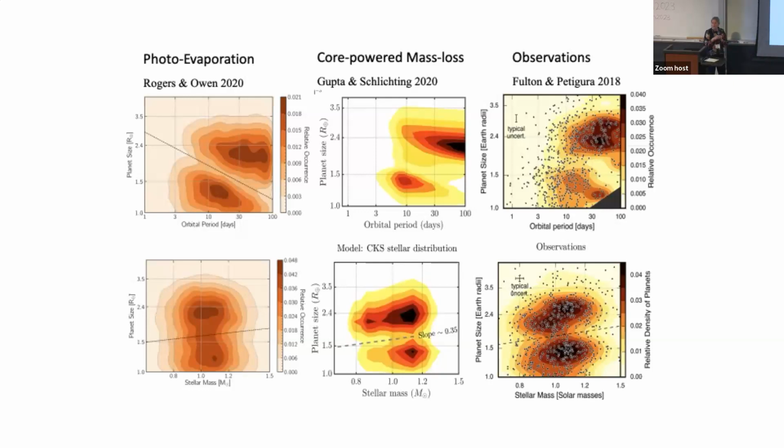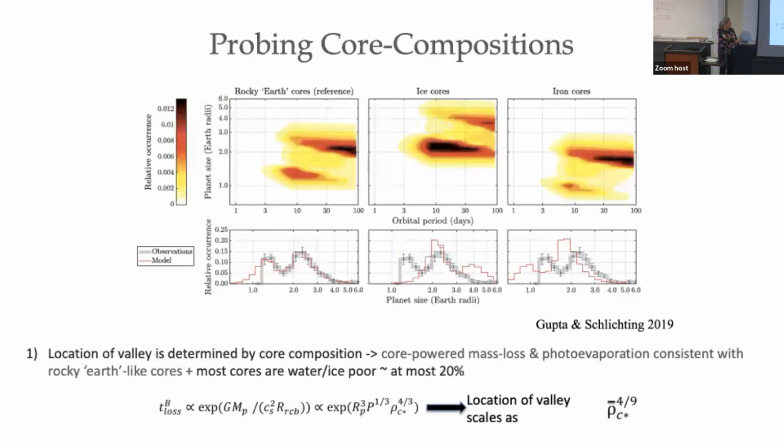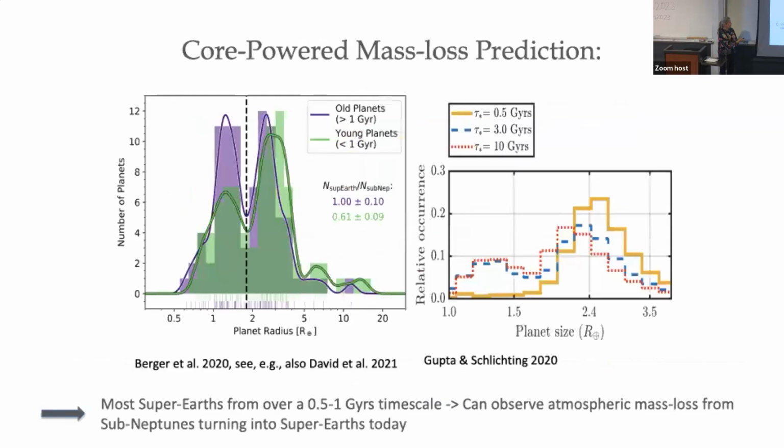And we not only have evidence for this from modeling on a population level point, looking at the period-radius and stellar mass plots. But in addition, we can actually see the planet populations change in time.